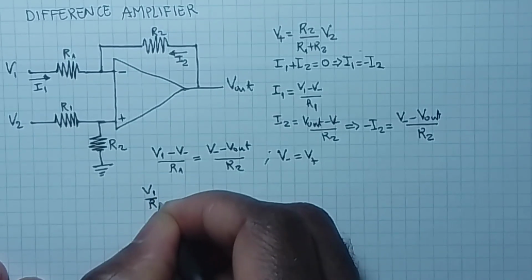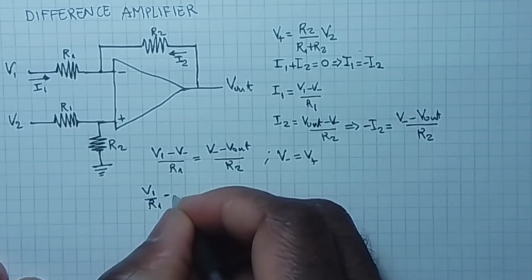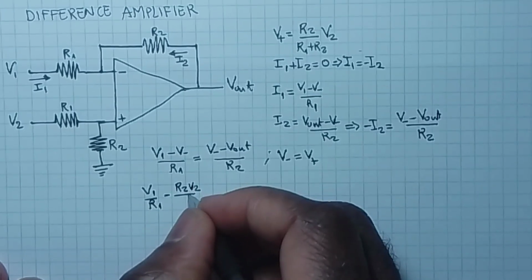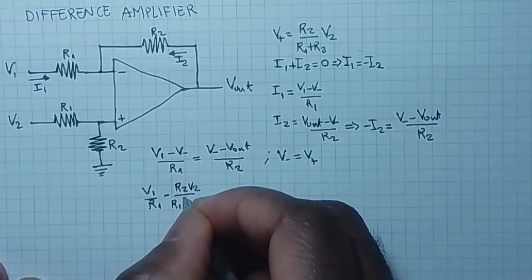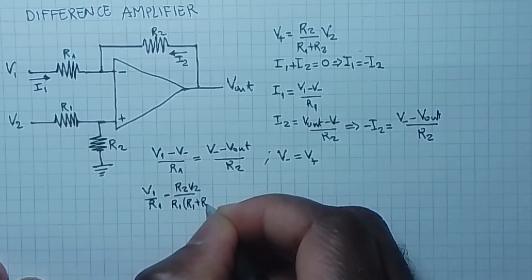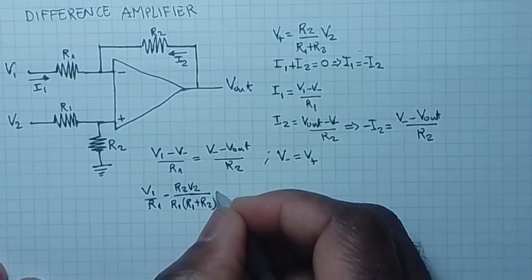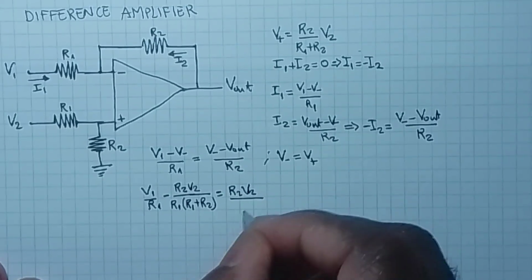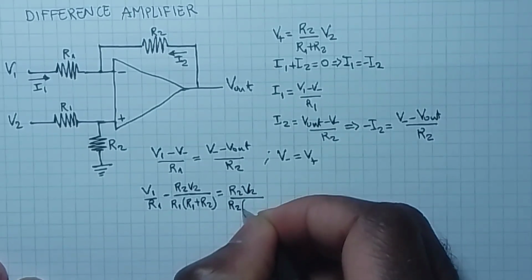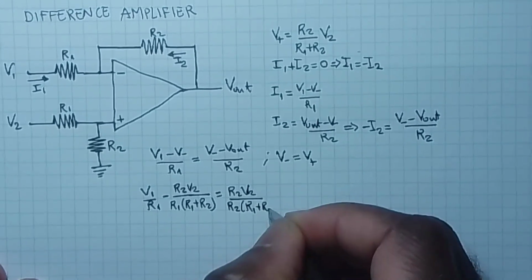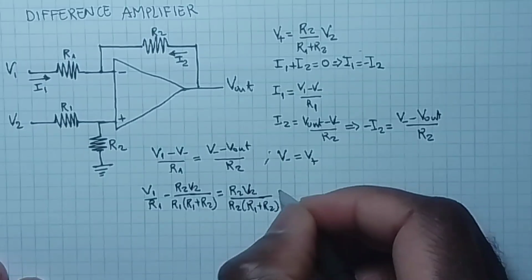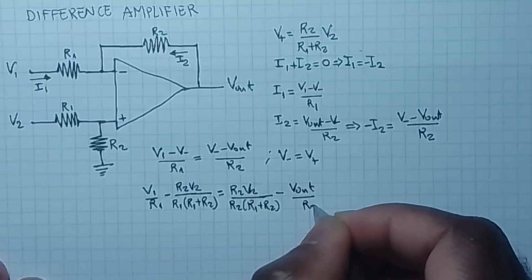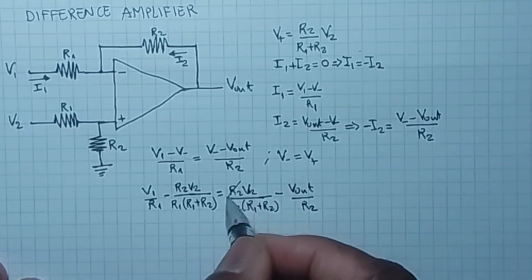V1 over R1 minus R2 V2 over R1 plus R2 equals R2 V2 over R1 plus R2 minus V out over R2. Now R2 cancels out.